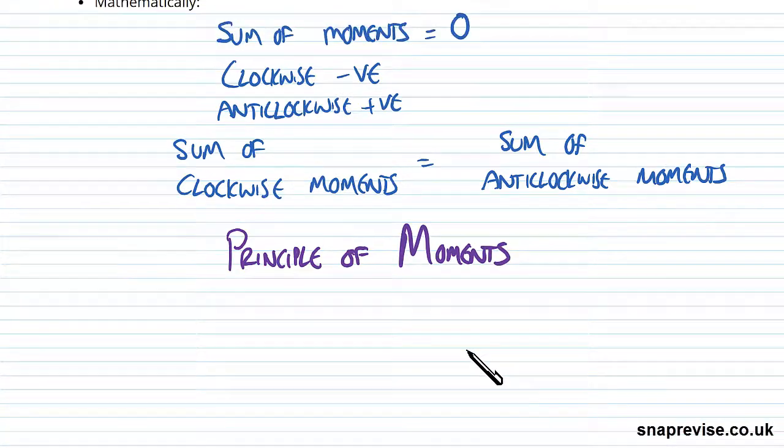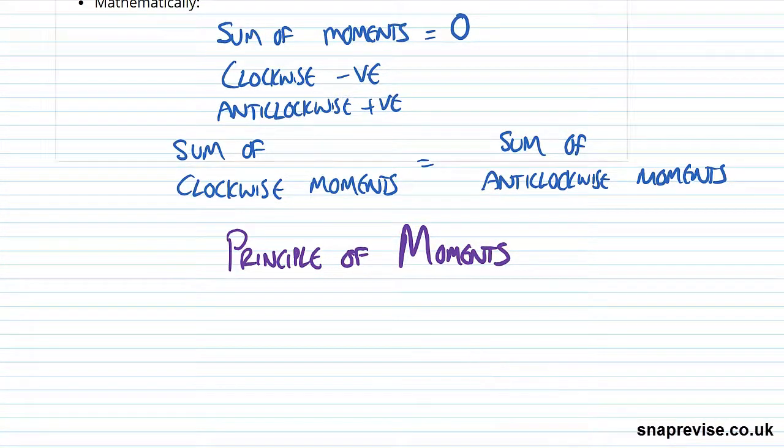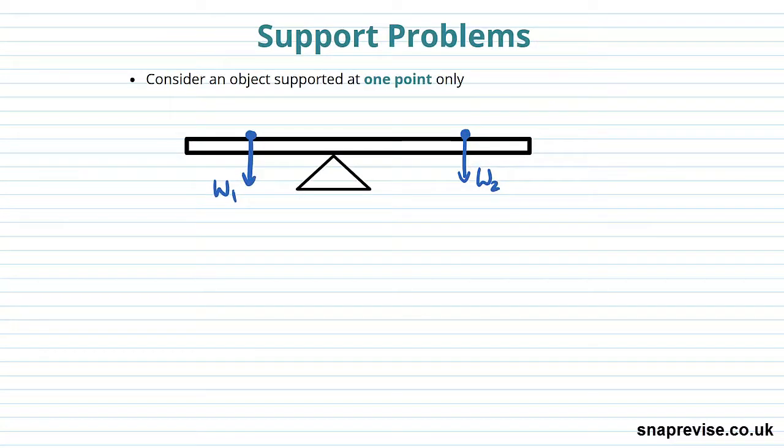So now we're going to look at some examples of this at supports. That's where we have an object supported, say, something like a seesaw, for instance. We've added some weights on here. We're going to start off by looking at an object supported at one point only. So the object actually in this case is going to be this bar. This is a ruler or a seesaw or something. I'll just label some bits for us. So this is a plank. This is our support.